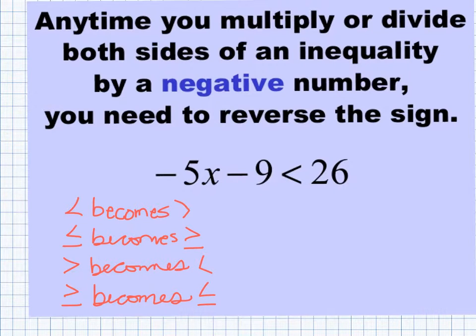Anytime you multiply or divide both sides of an inequality by a negative number, you have to reverse the sign. So negative 5x minus d is less than 26. When you multiply or divide, you have to reverse the sign. So less than becomes greater than, less than or equal to becomes greater than or equal to, greater than becomes less than, greater than or equal to becomes less than or equal to.